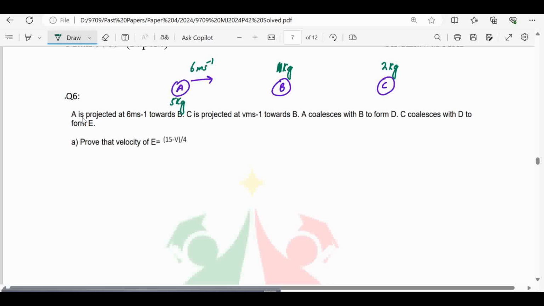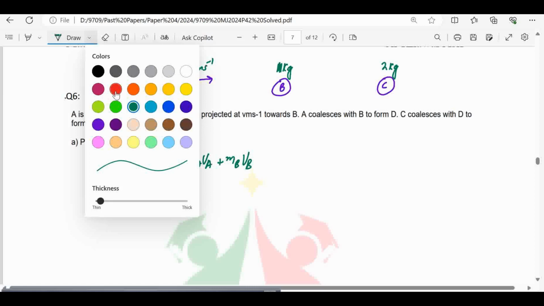A is projected at 6 meters per second towards B. A coalesces with B to form D. It's a very simple question. What we have to do is follow the basics, and the basic thing is that we have to use the law of conservation of momentum as usual. So this will be MAVA plus MBVB.